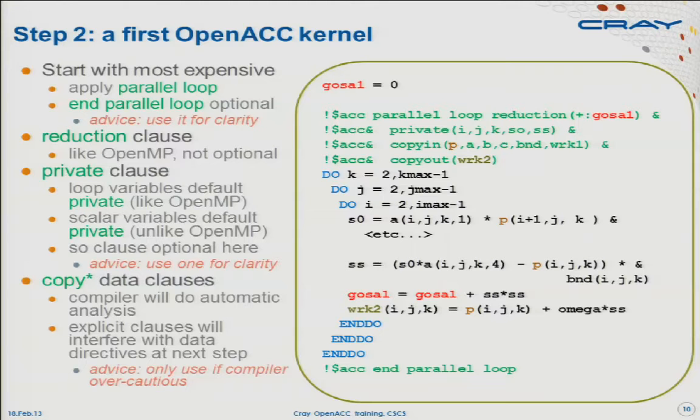I've said the scalars are private. I didn't need to. And then I've said these arrays are read-only. This array is write-only, so I've said them copy in and copy out. And that's the acceleration. So that's, just like I said, that's all you needed to do. And I didn't actually need to put in these array movements. It would have done it automatically. But I've just put them in to show you.